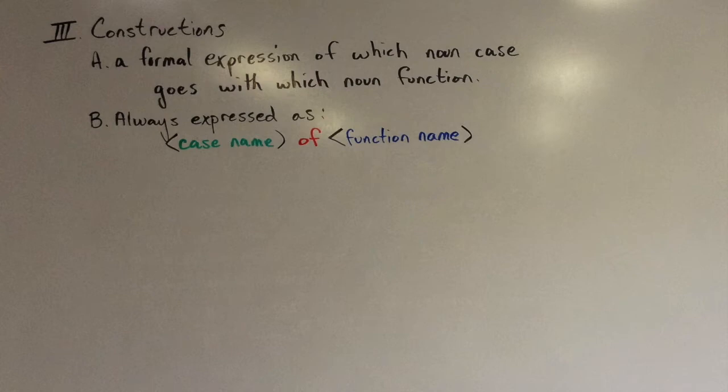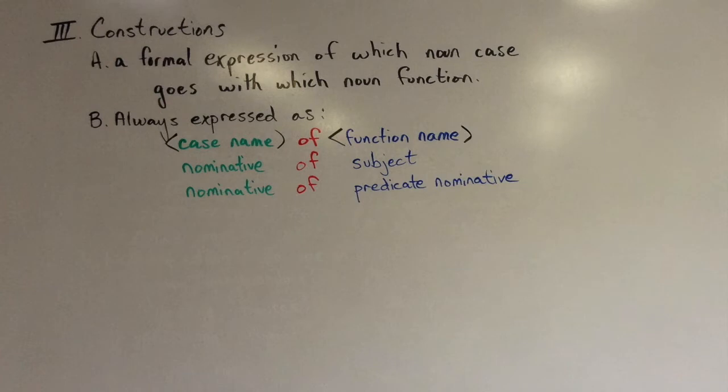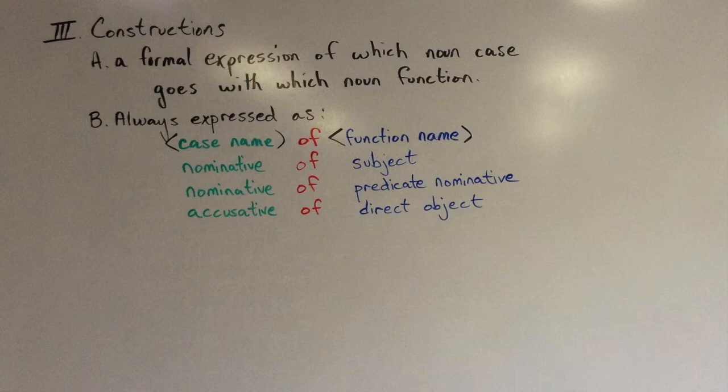So for example, we already know 3 constructions. The first one we know is the nominative of subject. This is just stating that we use the nominative case to express subjects. Nominative is a case, subject is a function. The next construction, which we already know, is the nominative of predicate nominative. Pause the video a moment and see if you can guess what our final construction that we already know is. If you guessed correctly, you said accusative of direct object, because direct objects go in the accusative case.